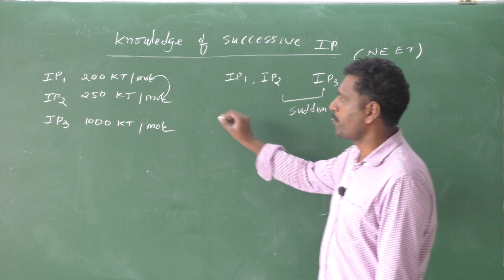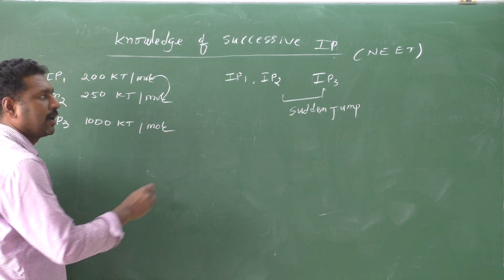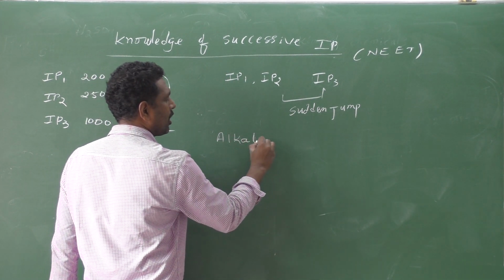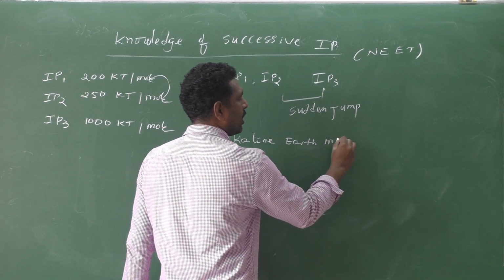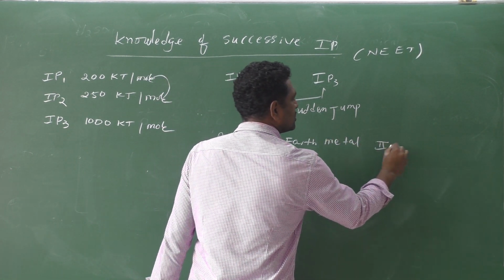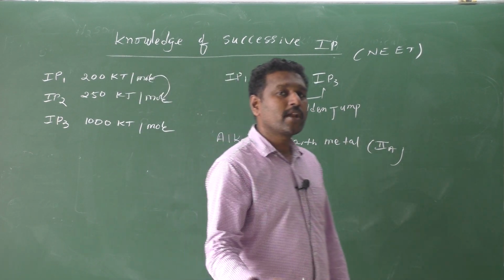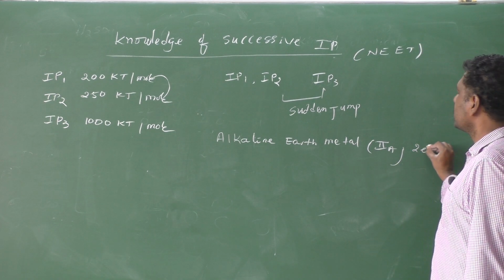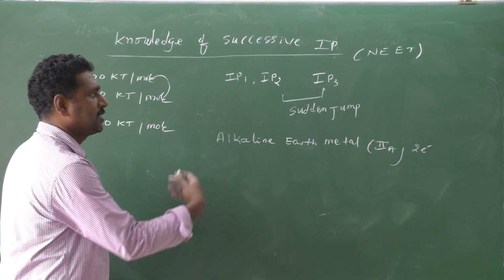I will give an example. Which element is this? This is an alkaline earth metal element, alkaline earth metal or second A group element. How can you find a second A group element? It has 2 electrons in the valency.